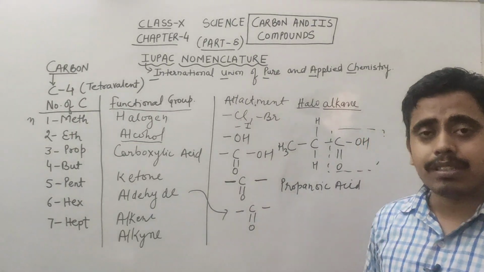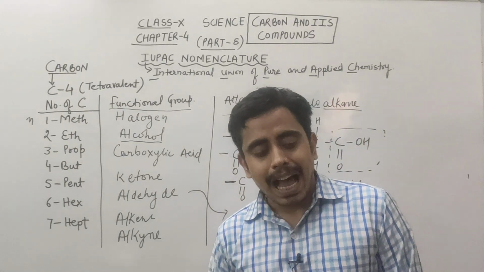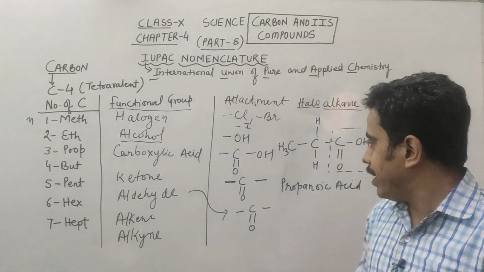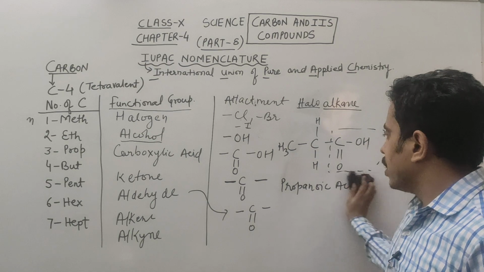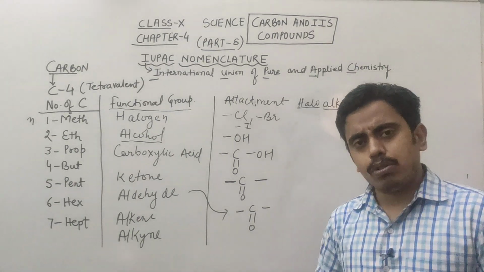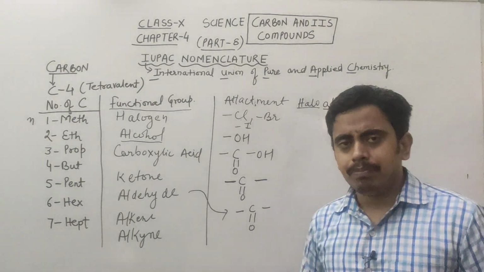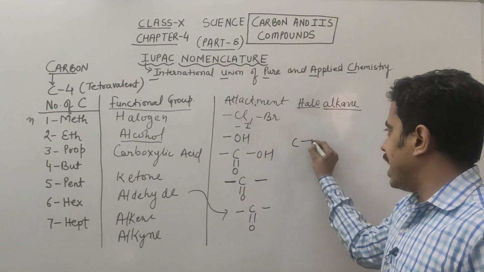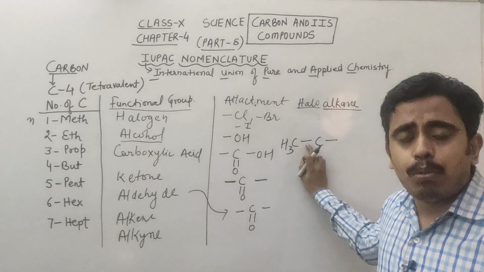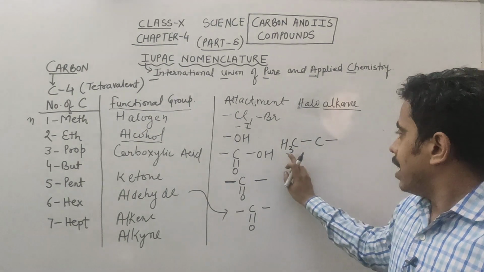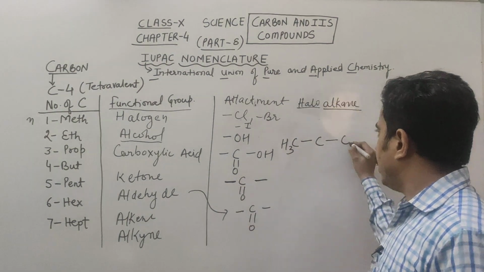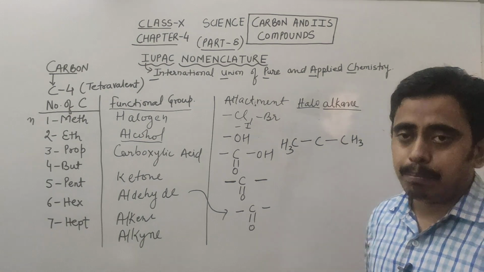What is the meaning of this? It will always be attached in between the carbon chain. Let's see how it will be attached. Suppose we take a very simple example of a hydrocarbon of 3 carbon atoms. This carbon has one bond, which completes the valency. The rest of the valencies are completed with hydrogen atoms. Similarly, one more hydrogen atom, and 3 valencies are complete.